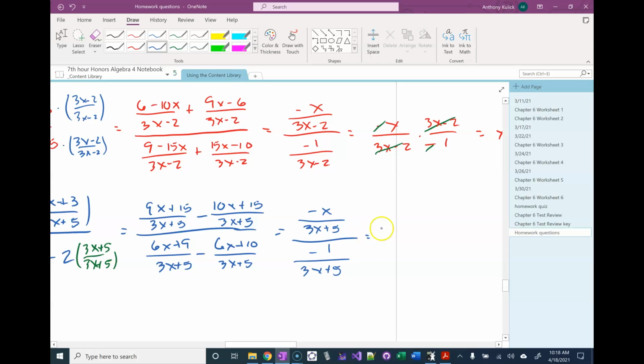And just like before, we'll divide these fractions by multiplying by the reciprocal of the denominator. The 3x plus 5's cancel, the negatives cancel, leaving us with just x.